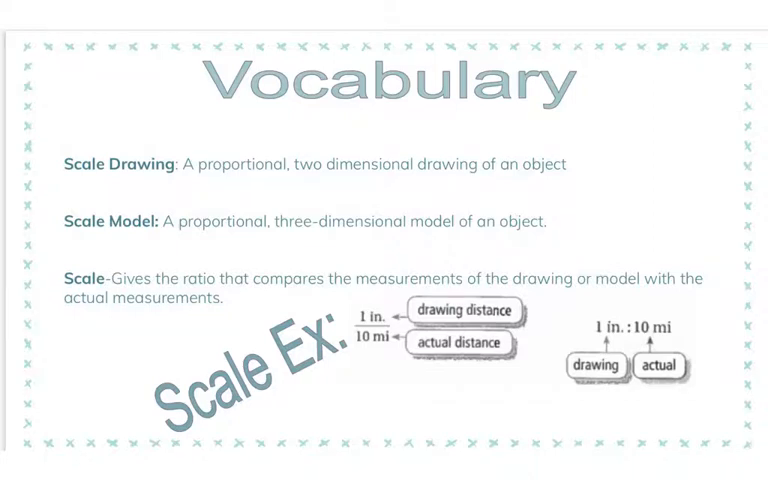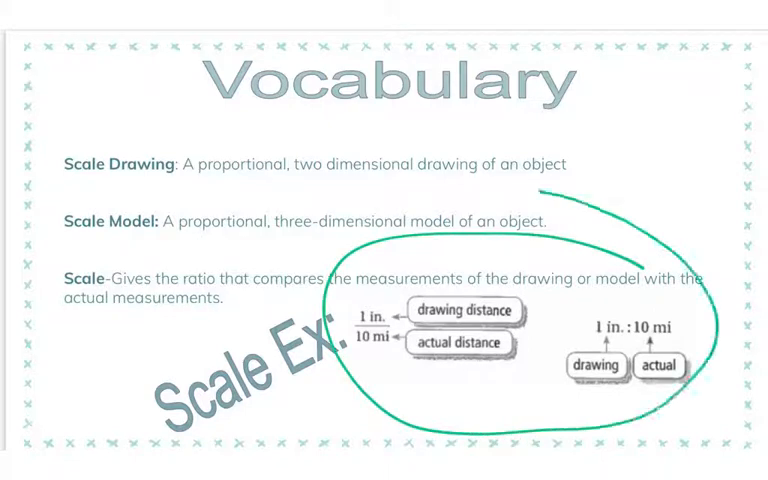Okay, guys, we're going to start what's called scale drawings. A scale drawing uses proportional relationships with two-dimensional drawings of an object. When you have scale models, that's a 3D model of an object. And the scale gives the ratio that compares the measurements of the drawing or model with the actual measurements. Down here, you'll see the scale factor, like 1 inch is 10 miles. You usually see those on maps and things.